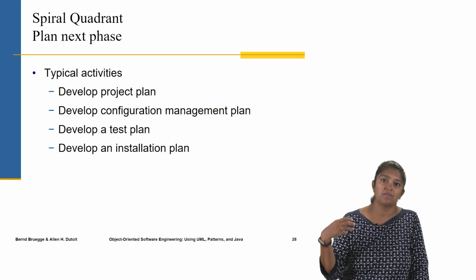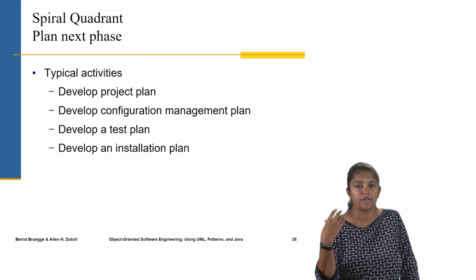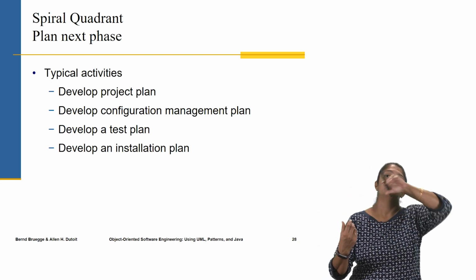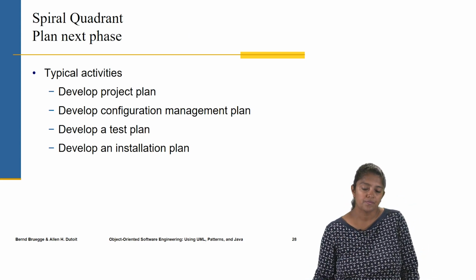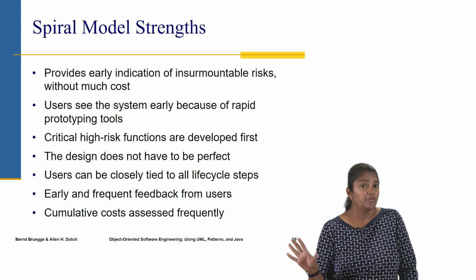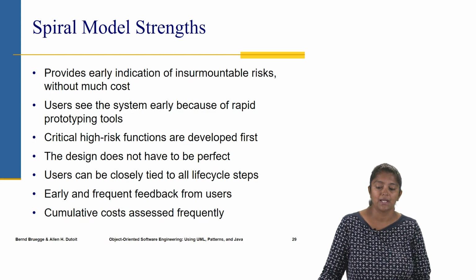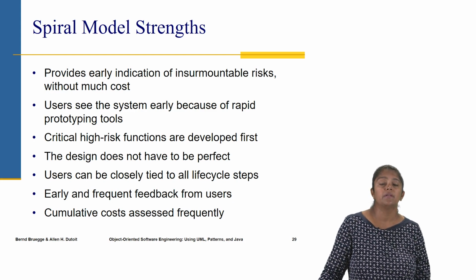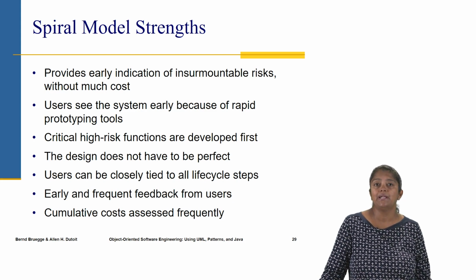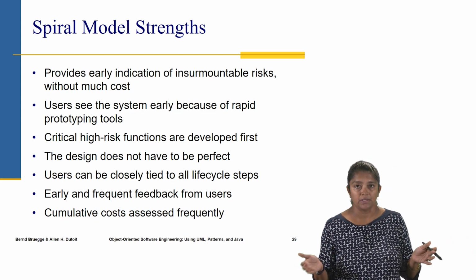Then we develop the next level product and then plan for the next phase. So come up with the project plan and the configuration and test plan and installation plan for the next phase of the spiral. And then this process continues. As you can see, we're doing whatever we did in the previous models, but what got added was this risk analysis. So the strength of this model is that because so much risk analysis is being done, we are able to get some early indication of some huge risks without spending too much money.